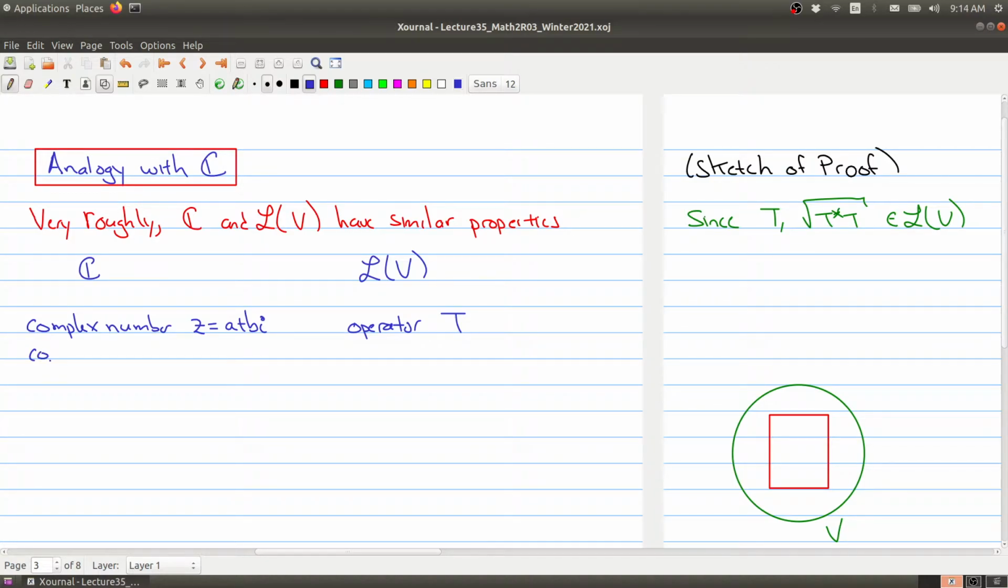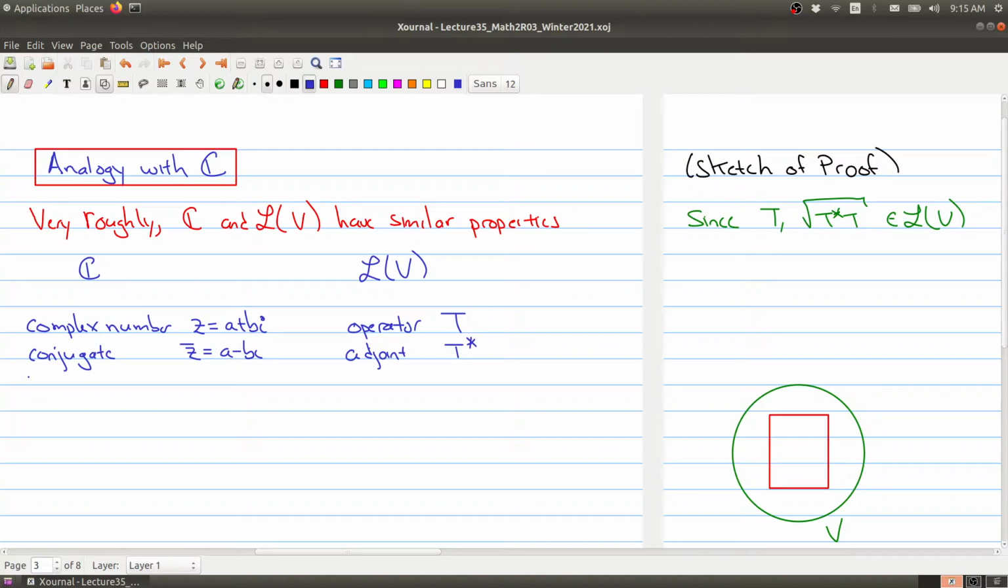On this side, one of the operations you can do is taking the conjugate of a complex number. So the conjugate is this guy right here. And the question is, what would be the corresponding operation on the other side? Well, it turns out that we want to think of the adjoint of your operator as being the analog of taking the conjugate. That's one way to think of what the adjoint is.